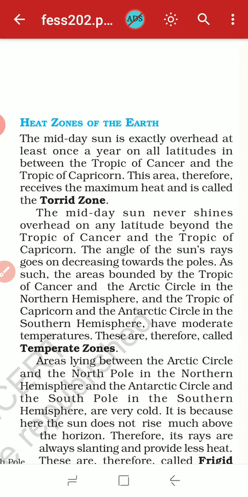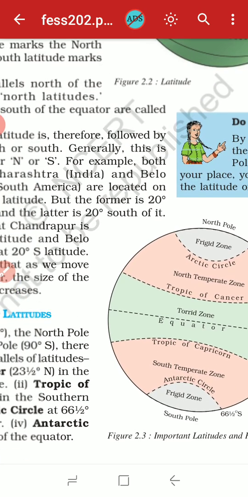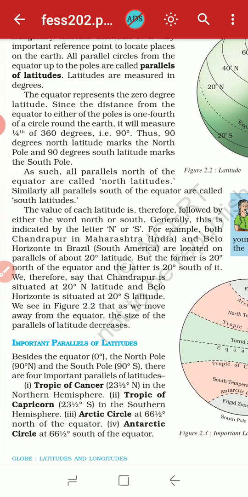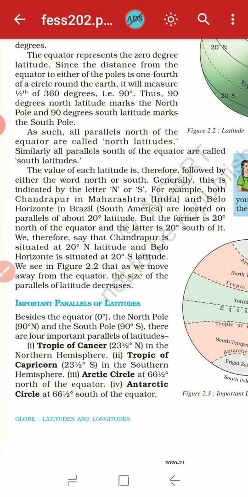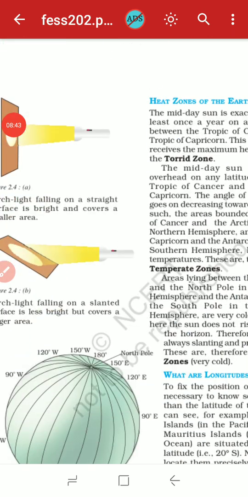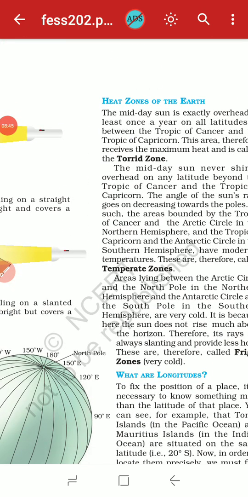Today we have seen some parallels of latitudes, with examples of Chandrapur in Maharashtra and Belo Horizonte in Brazil, and some important parallels of latitudes: the Tropic of Cancer, Tropic of Capricorn, Arctic Circle and Antarctic Circle. Tomorrow we will study the heat zones of the earth.